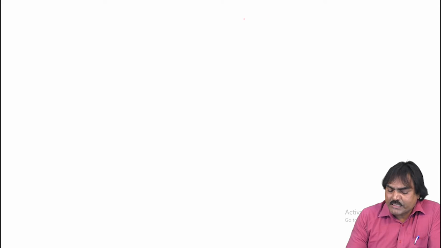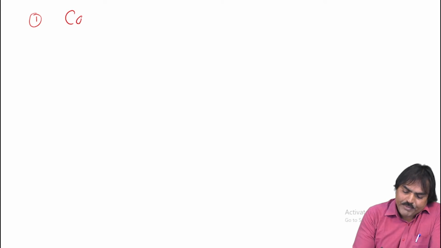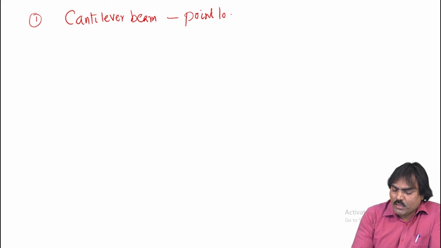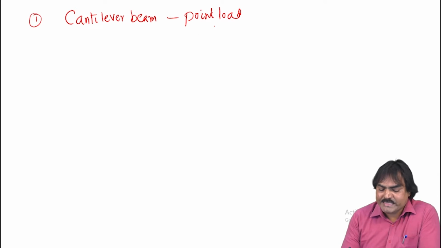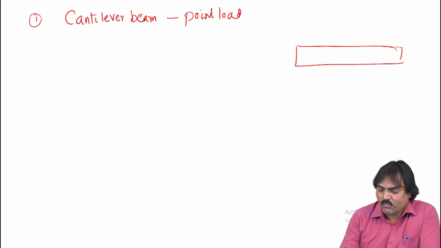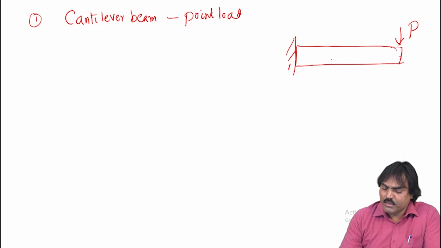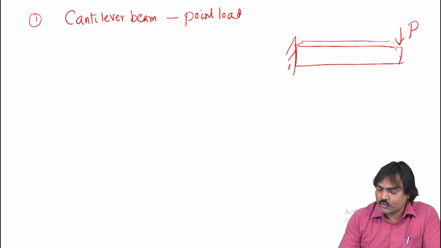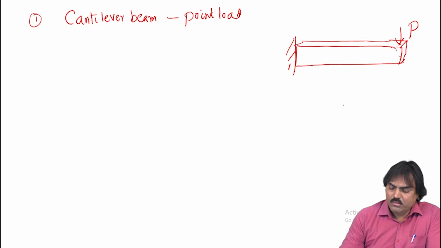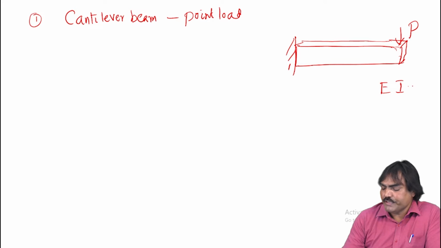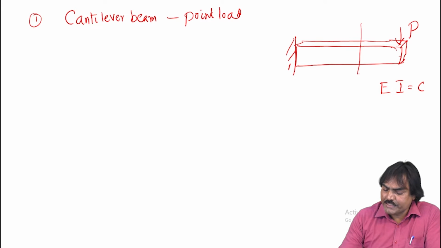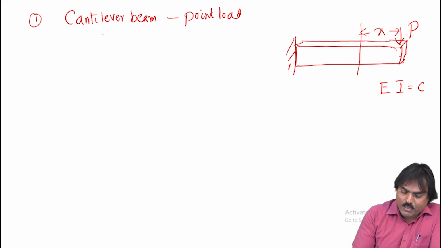Let us consider the first case: a cantilever beam subjected to a point load. Point load is also called a concentrated load or discrete load. Let us take a structure which is fixed at one end and the load P is applied at the free end. Say this beam has a rectangular cross section. We can find the moment of inertia so that EI is constant here. If I take a section at distance x from the free end, the moment M is given by P into x.